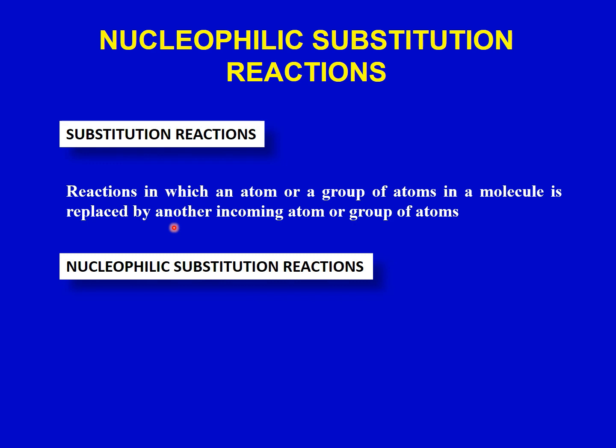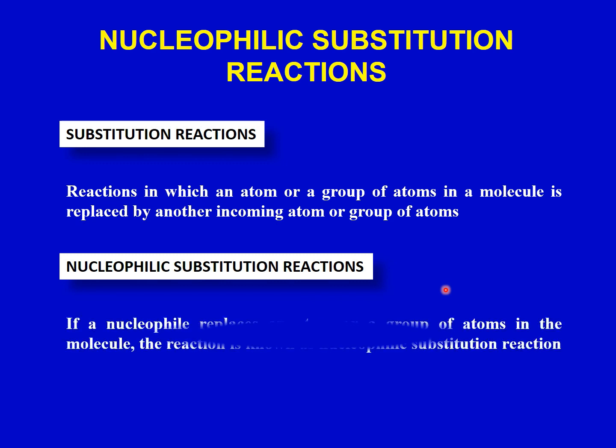Now, substitution reactions could be of different types, because we are discussing nucleophilic substitution reactions here. So let's try to understand what nucleophilic substitution reactions mean. As you already saw, substitution means replacement. A group that is already present in a molecule is replaced by an incoming atom or group of atoms. So if the incoming group of atoms or an atom is a nucleophile, then we say that the substitution reaction is a nucleophilic substitution reaction.